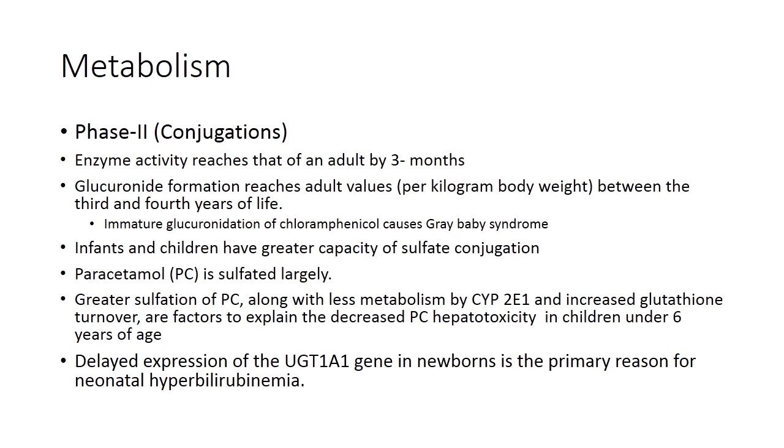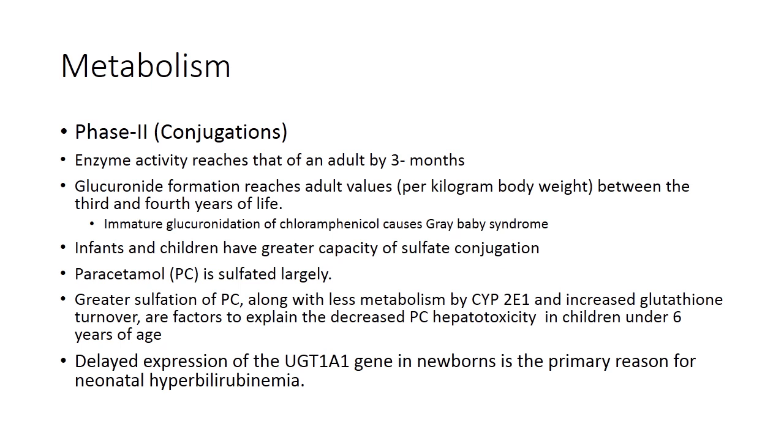sulfate conjugation. Now this point is very important because most of the paracetamol given is sulfated largely, and because it is sulfated largely, less is available for cytochrome 2E1 metabolism to a toxic intermediate, and there is also increased glutathione turnover. Now these are the factors that lead to reduced paracetamol hepatotoxicity in children under 6 years of age. However, thereafter hepatotoxicity is likely to occur.